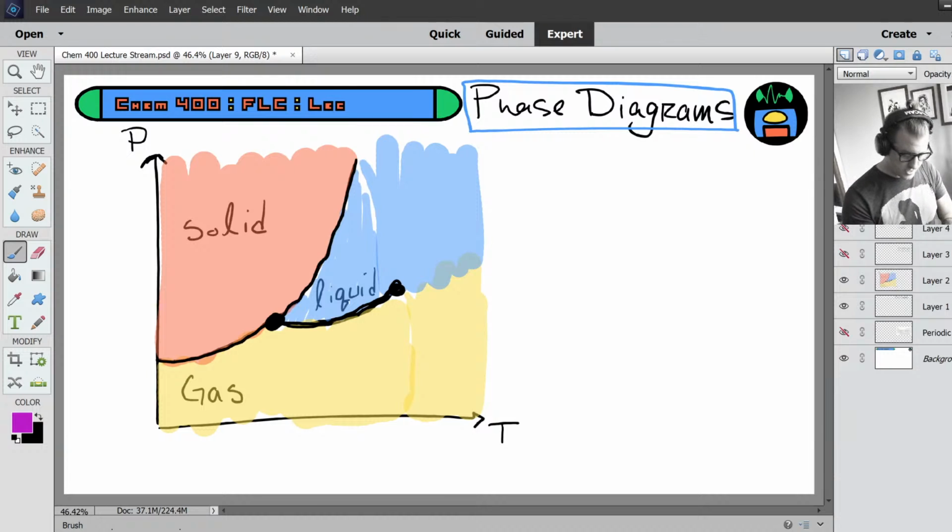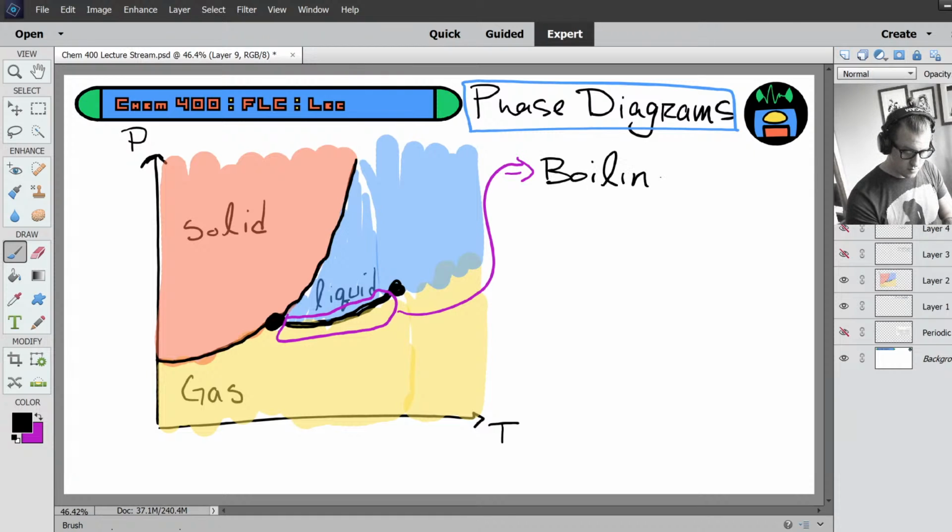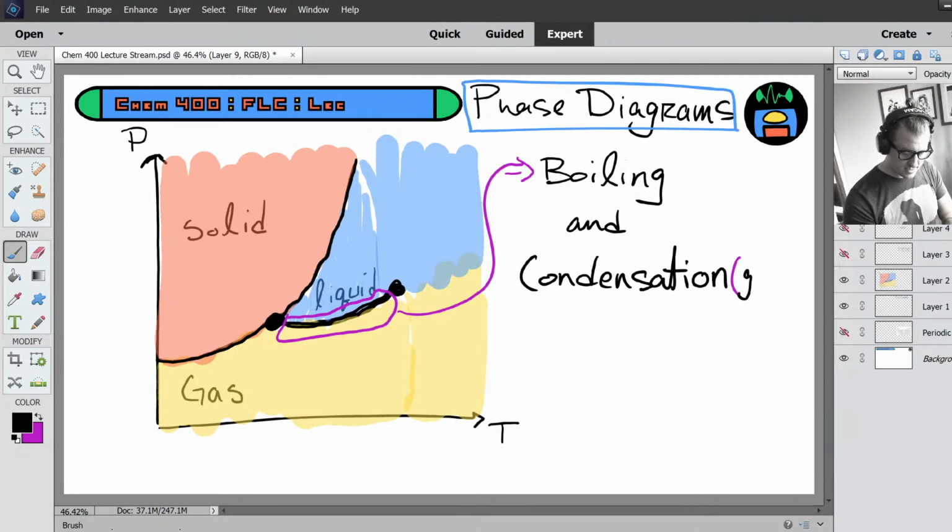Finally, the third transition, right here, the border between the liquid and gas phase represents boiling and condensation. Condensation is when you go from a gas to a liquid, and boiling is when you go from a liquid to a gas.